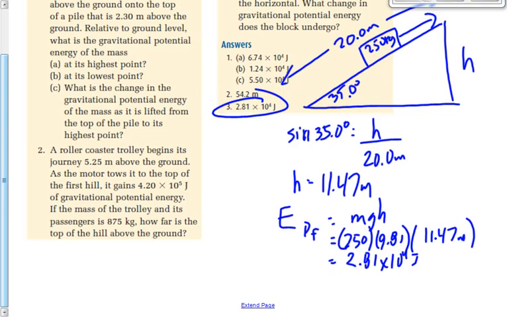Yes, the initial height is at zero, therefore the initial potential is zero. So if you say the final minus the initial, and the initial is zero, then the change is just simply going to be the final, right? So that's our answer, 2.81 times 10 to the 4 joules. How many people got that? Okay, good.